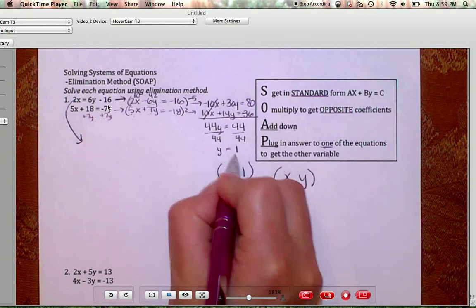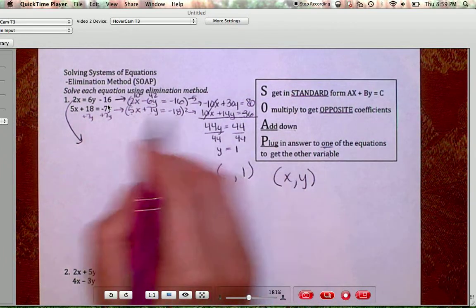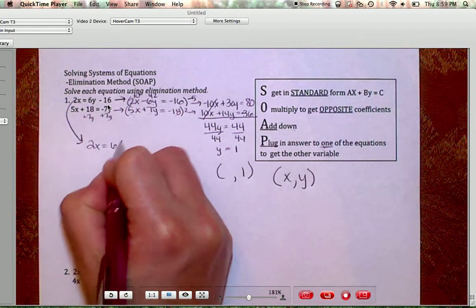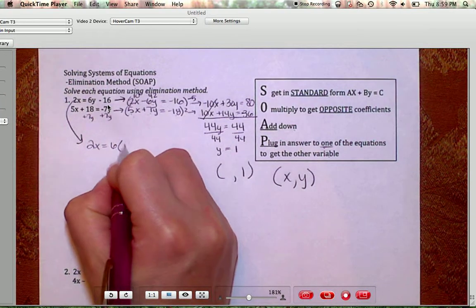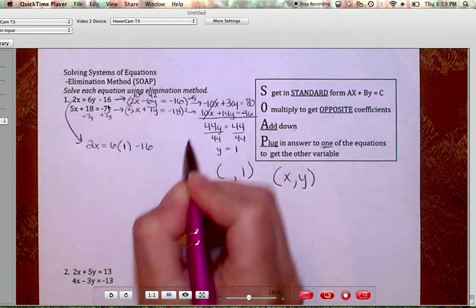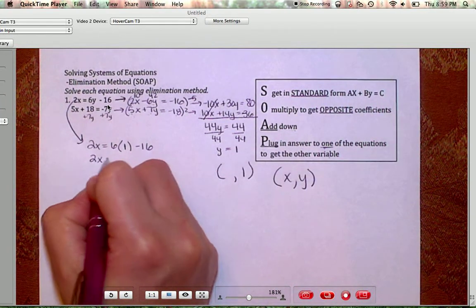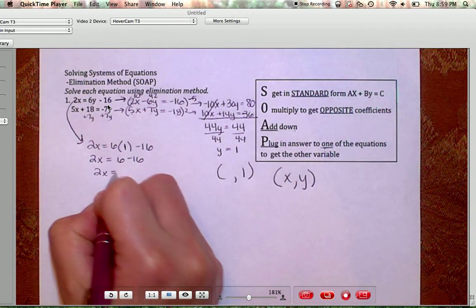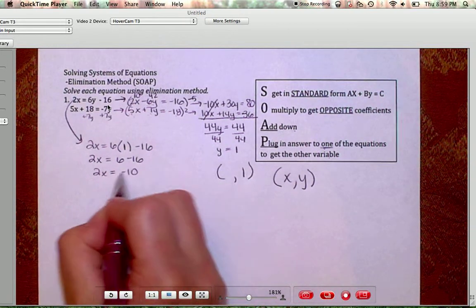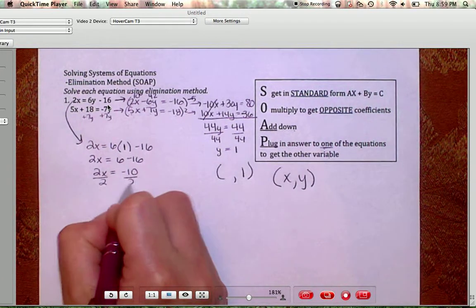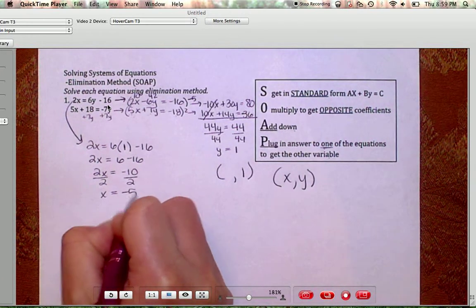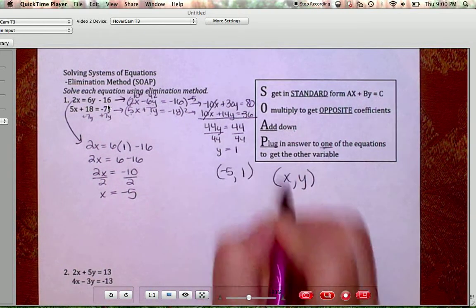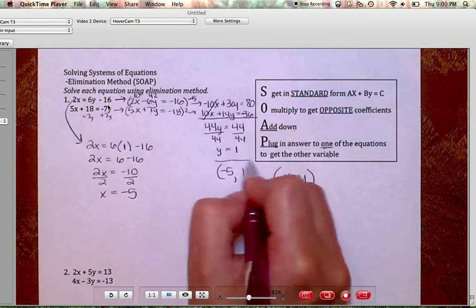So we just take that 1 and we plug it in for y in this equation. So we get 2x equals 6 times y, which is 1, minus 16. So we get 2x equals 6 minus 16, or negative 10. And then finish solving for x, so we get x equals negative 5. Now don't forget, this x and y have to go into a coordinate point here, and that is your final answer.